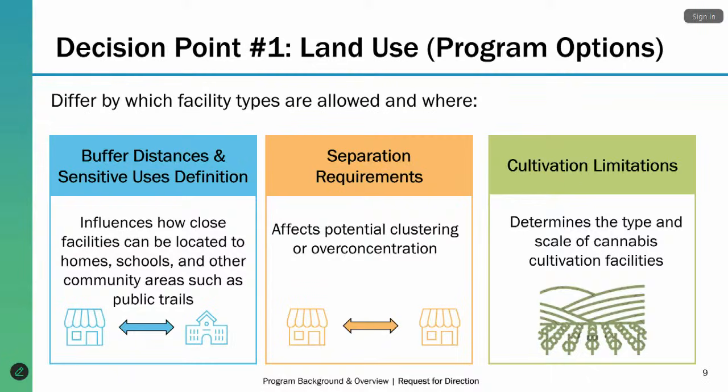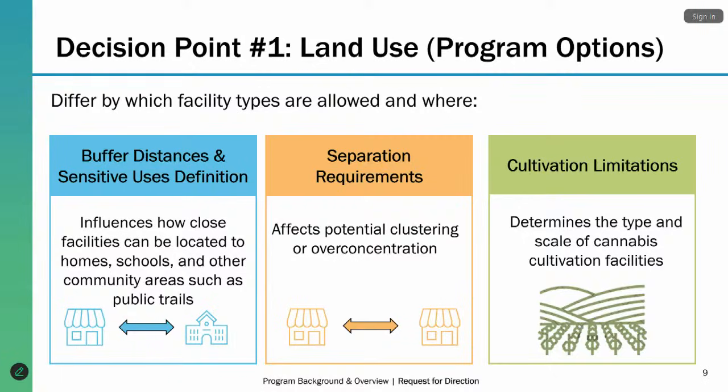Direction today will help staff understand the board's policy goals and ensure those goals are reflected in the draft ordinances. Each program option balances and aligns with state law, stakeholder input, and equitable access to the cannabis market. All options include the same core safeguards, but differ in 3 key areas.